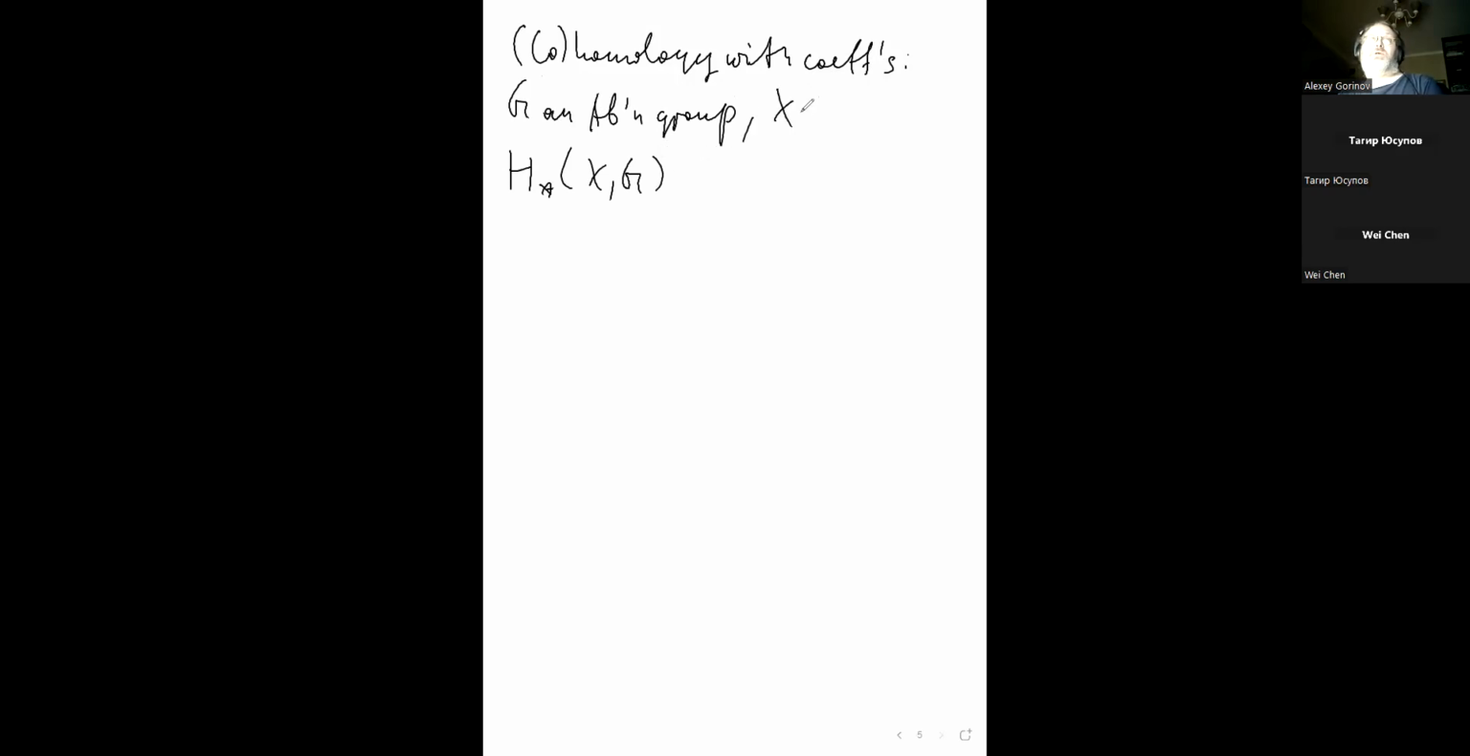But suppose we have an abelian group G and a space X. Then we define the homology of the space X with G coefficients as the homology of C lower star of X tensor G. Instead of tensoring by G, we can also take Hom into G. I will explain in a minute what this means.